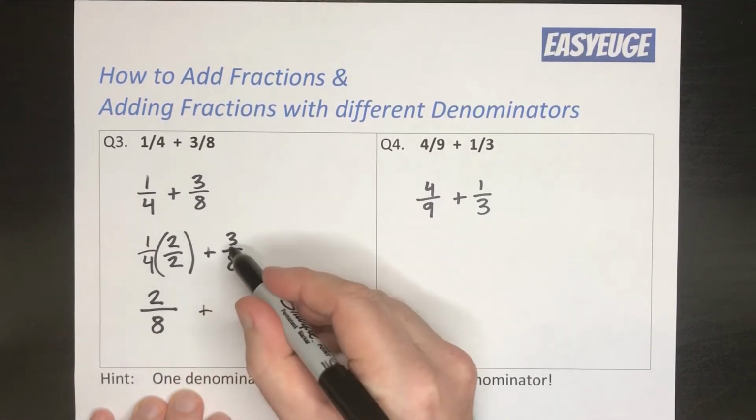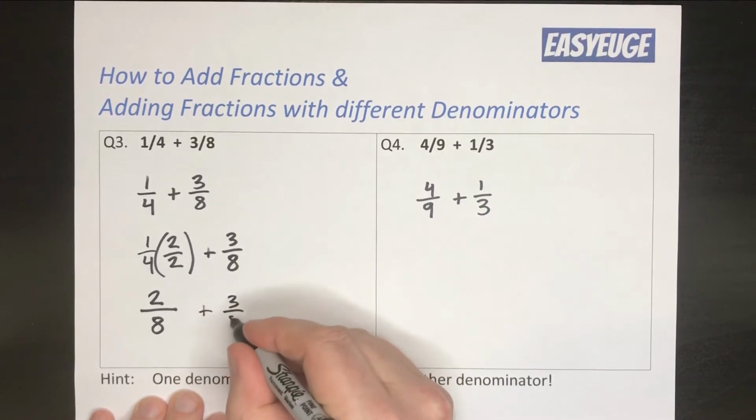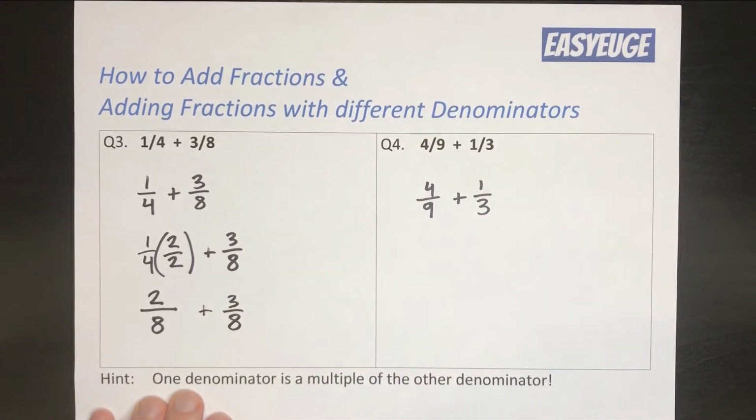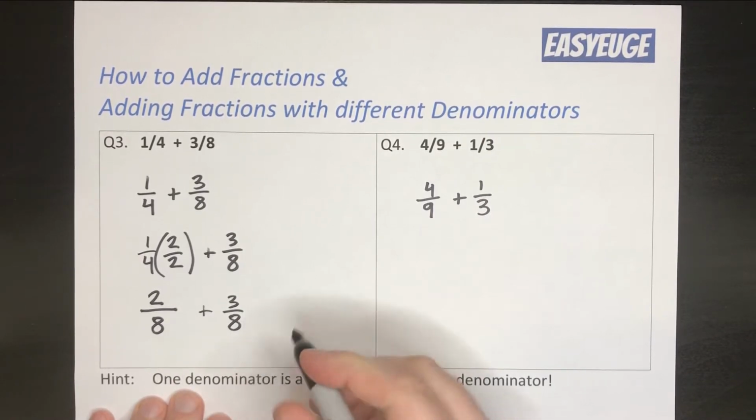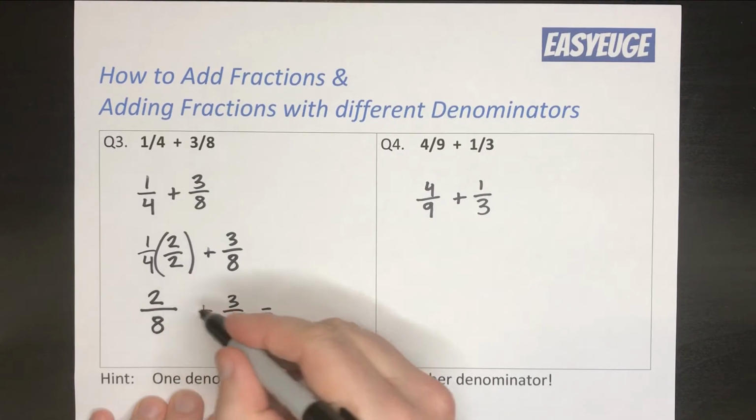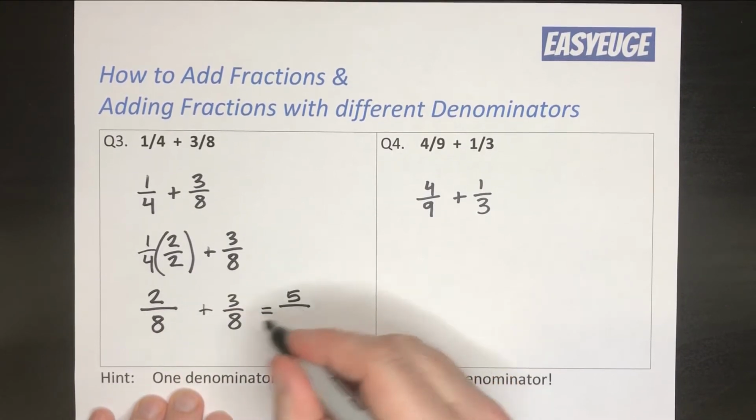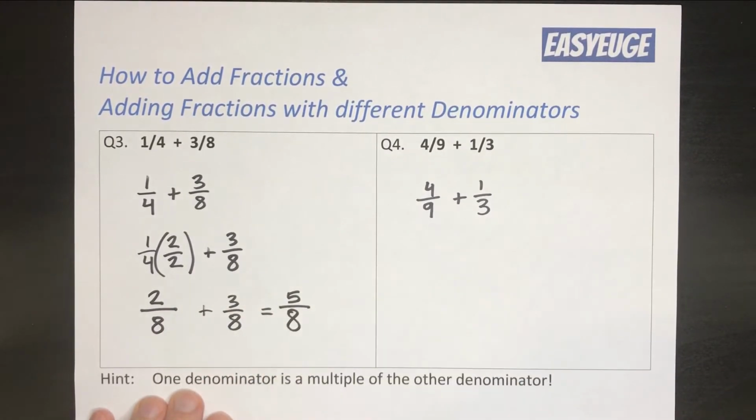Now let's add on our 3/8. And the rule of adding fractions, once you have the number on the bottom the same on both fractions, you can simply add. 2 plus 3 is 5. The 8 carries over, and your answer is 5/8. Let's do it again with this one.